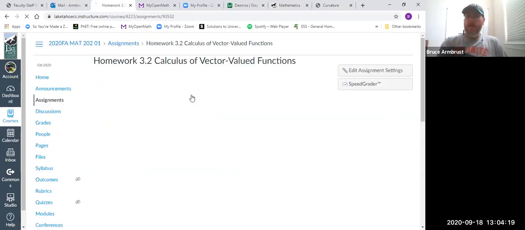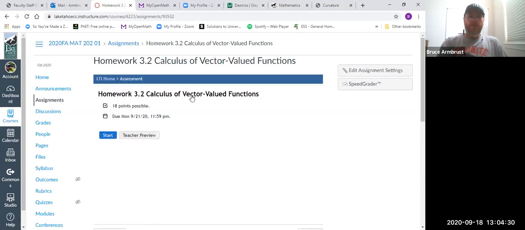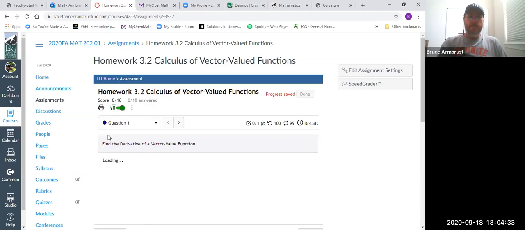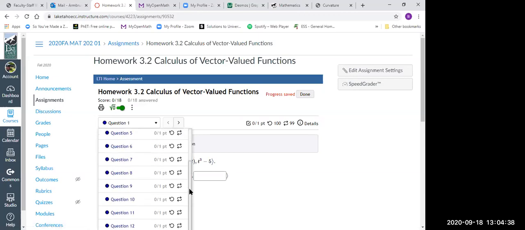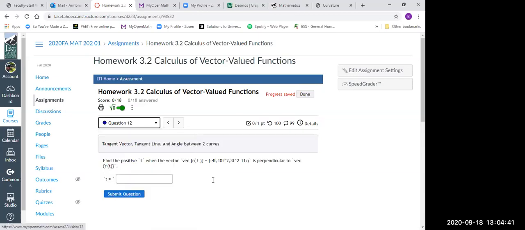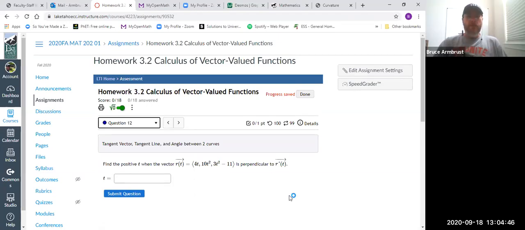So obviously this one might be a little bit different than your specific one, but it at least is similar and we'll be able to talk about it. And you said it was number 12, was that correct? Yeah. Okay. All right, so we want to find the positive t when this vector valued function given by 4t, 10t squared, and 3t squared minus 11 is perpendicular to r prime.